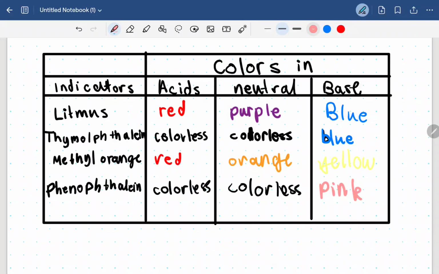So look, how I know them is you have two very long names. The two very long, hard to pronounce names are colorless in acids and neutral. The one that starts with TH is blue, and the one that starts with P is pink. P for pink. That's how I memorize these ones. So, yeah. And methyl orange, its base color is gonna be orange.